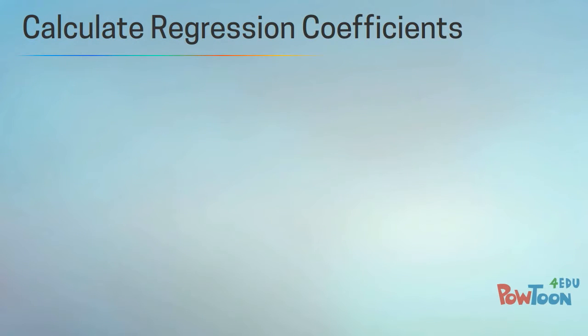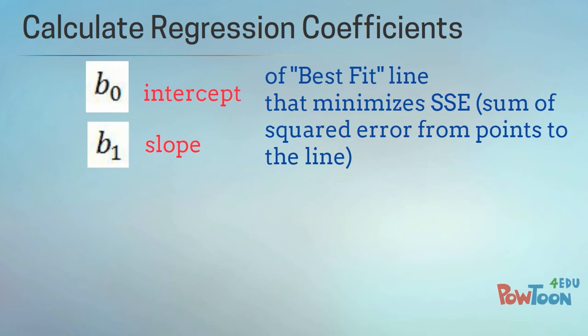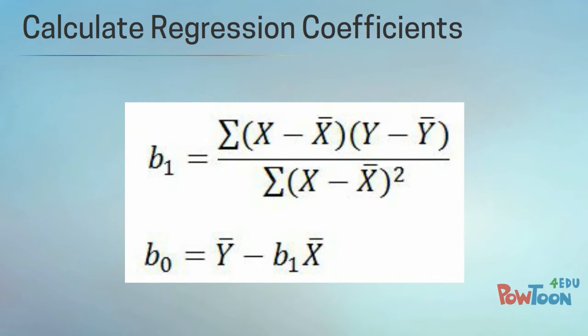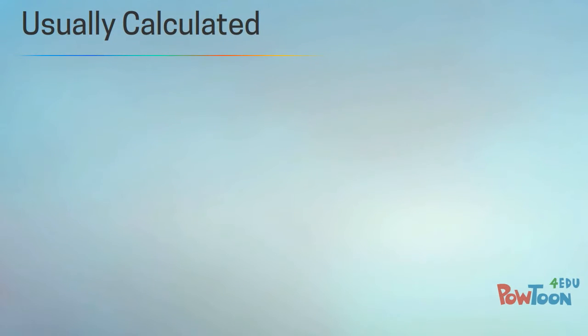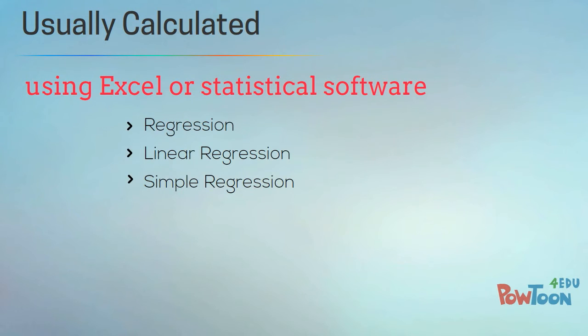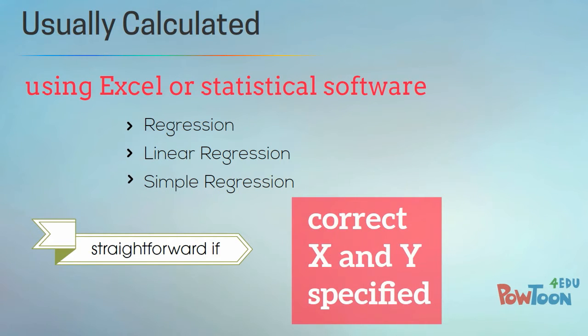The first step is to calculate the regression coefficients b0 and b1, which are the intercept and slope of the line that minimizes the total sum of squared error from the points to the line. If performing calculations by hand, formulas for b0 and b1 can be used. However, these calculations are almost always done with Excel or statistical software, usually found under regression, linear regression, or simple regression. And it is relatively straightforward to obtain the regression coefficients as long as the correct variables are specified as the independent x and the dependent y.